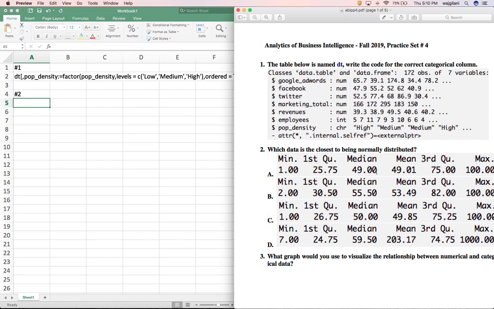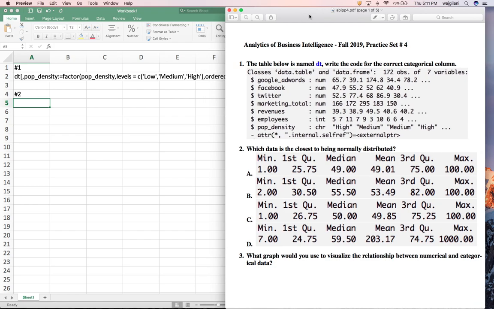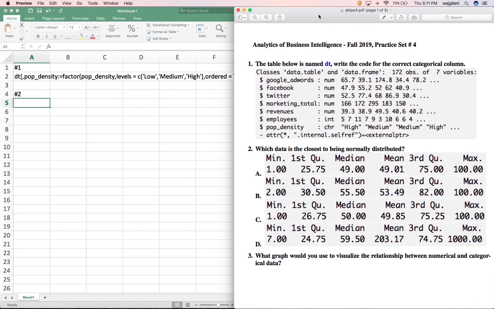Let me scoot this over a little bit. All right. Which set of data is closest to being normally distributed? Okay, now, who remembers what's the trick when you're looking at the range of data or the summary of data, how you can tell if something is similar to being normally distributed? That's right. You look at the mean and median, if they're exactly alike, that's saying, hey, this is perfectly normally distributed. And why is that?